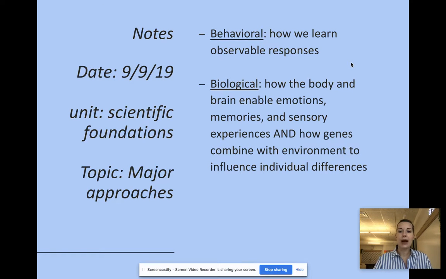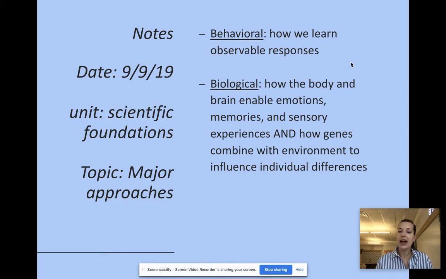So next is our biological approach. So this is looking at two main things. The first thing we're looking at is how do your body and your brain help you to experience emotions, memories, and your senses. So this is everything from how do we create memories to what happens in your brain when you're feeling sad to how do your eyes work. These are all the types of things a biological psychologist will look at.